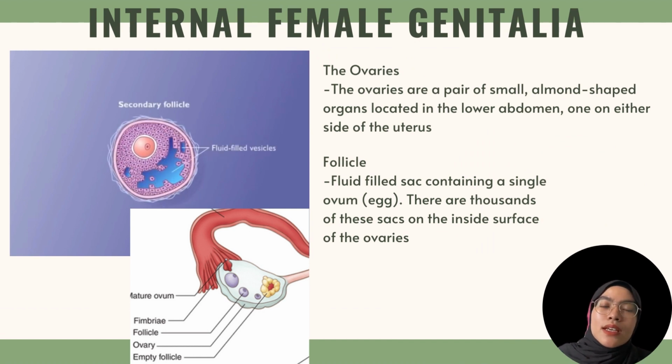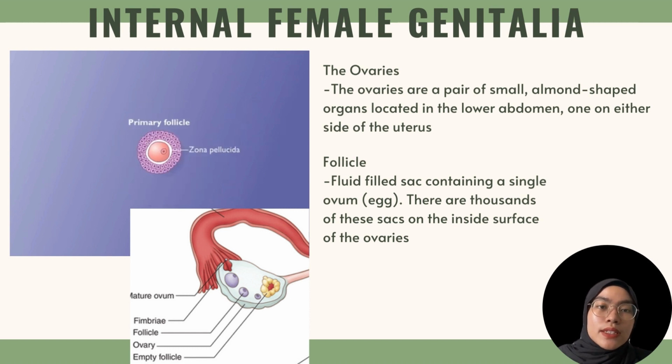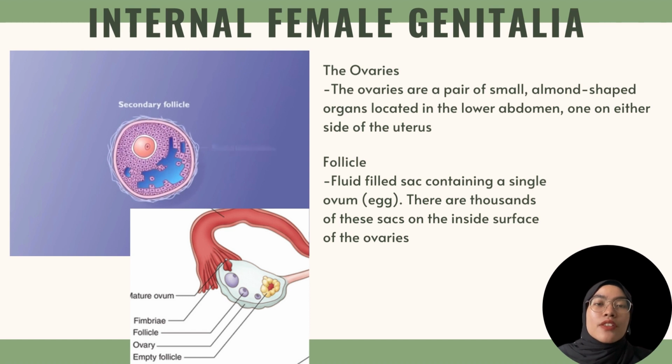The ovaries. The ovaries are a pair of small almond-shaped organs located in the lower abdomen, one on either side of the uterus. Next is the follicle, a fluid-filled sac containing a single ovum. There are thousands of these sacs on the inside surface of the ovaries.